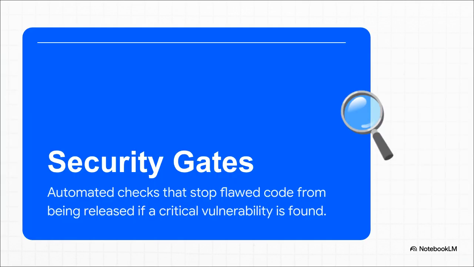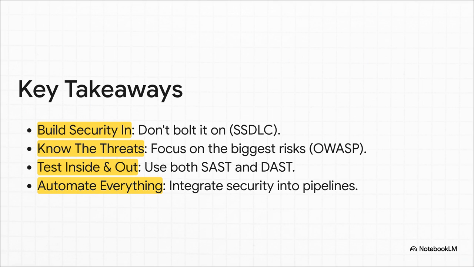The real muscle that enforces all of this is something called a security gate. It's an automated checkpoint. If any of those scans finds a serious vulnerability, bam, the gate slams shut. The process stops. And that flawed code is blocked from ever getting out to users until a developer goes in and fixes it.